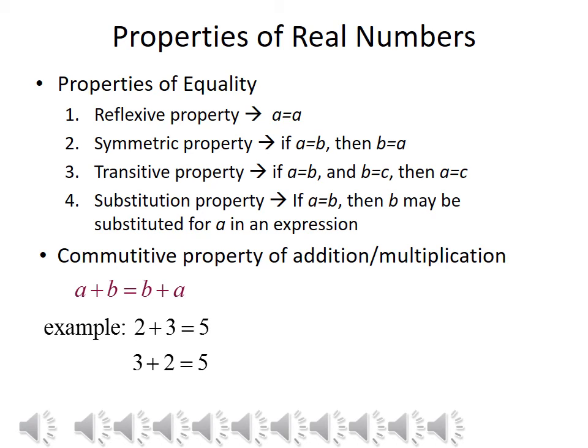So an example that shows this, if we look at 2 plus 3, that's equal to 5. But if we switch the order around and do 3 plus 2, that's also equal to 5. So this shows the commutative property of addition. The commutative property of multiplication basically says the same thing. If I have A times B, that should equal B times A. So the order doesn't really matter for multiplication either. And an example that illustrates the commutative property of multiplication: if I take 2 times 4, that equals 8. But if I switch the order around and do 4 times 2, that also equals 8.